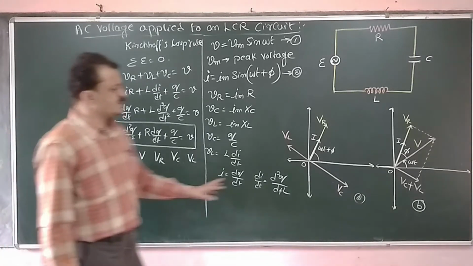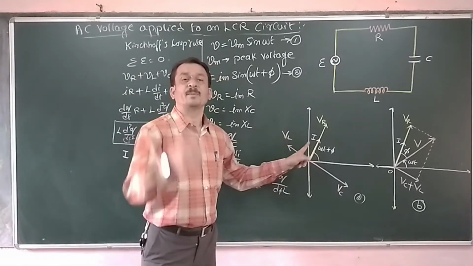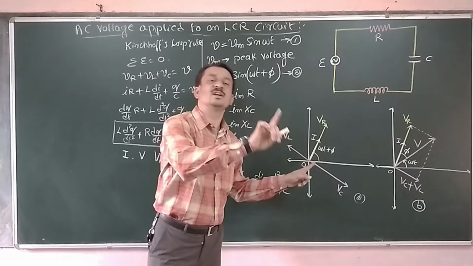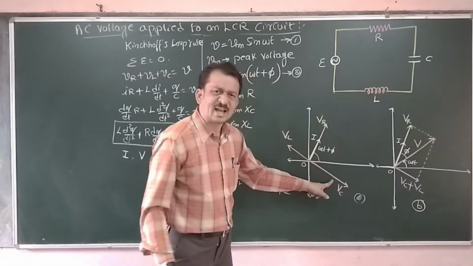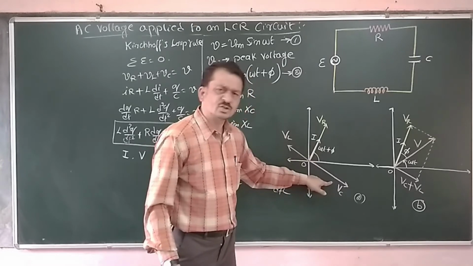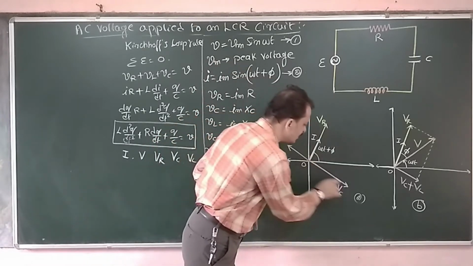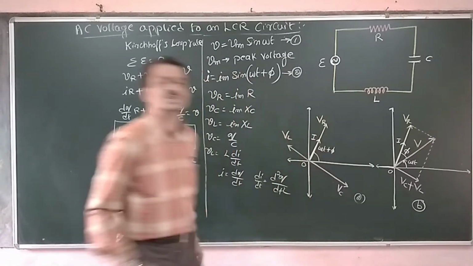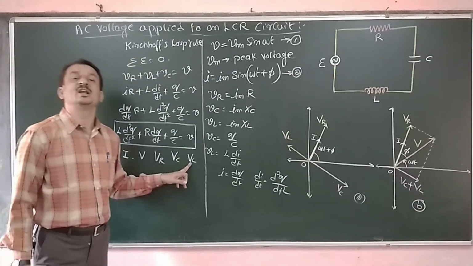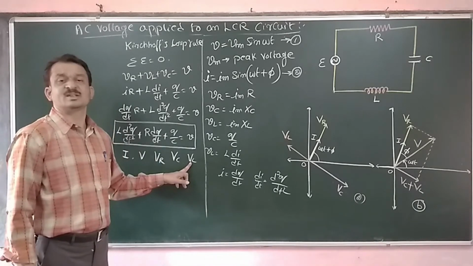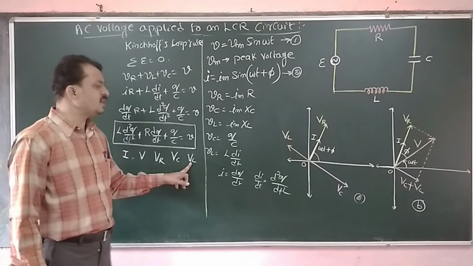Next, take the VC. In the case of a capacitor, current is leading, voltage is lagging. So therefore, current is leading, voltage is lagging. Therefore, VC is represented by this phasor. Now the next and last component, VL, the voltage phasor across the inductor.